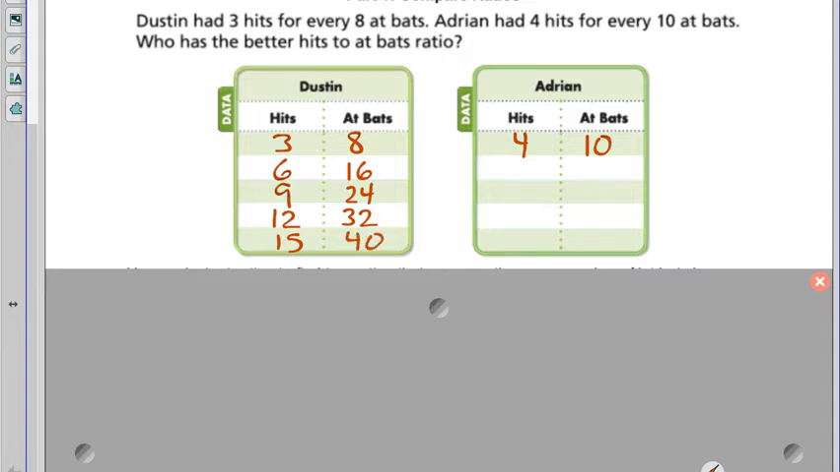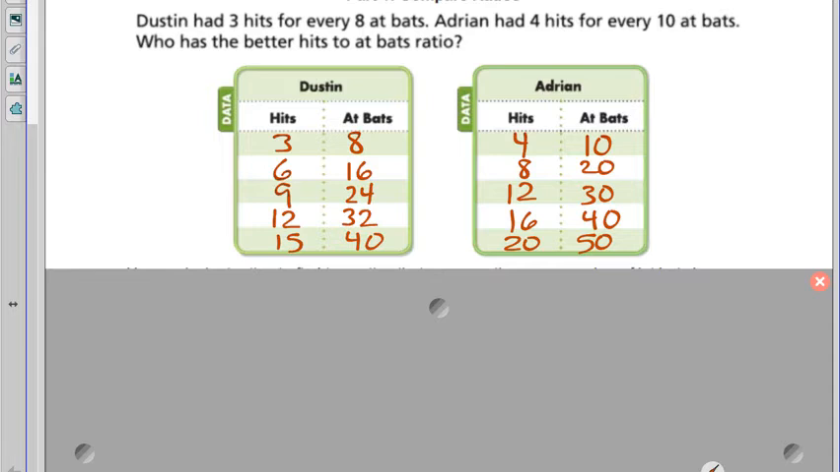Likewise for Adrian, if he had double the hits, he probably had double the at-bats. Triple the hits, triple the at-bats. Quadruple the hits, quadruple the at-bats. And finally, quintuple, I guess that is, 50 at-bats.